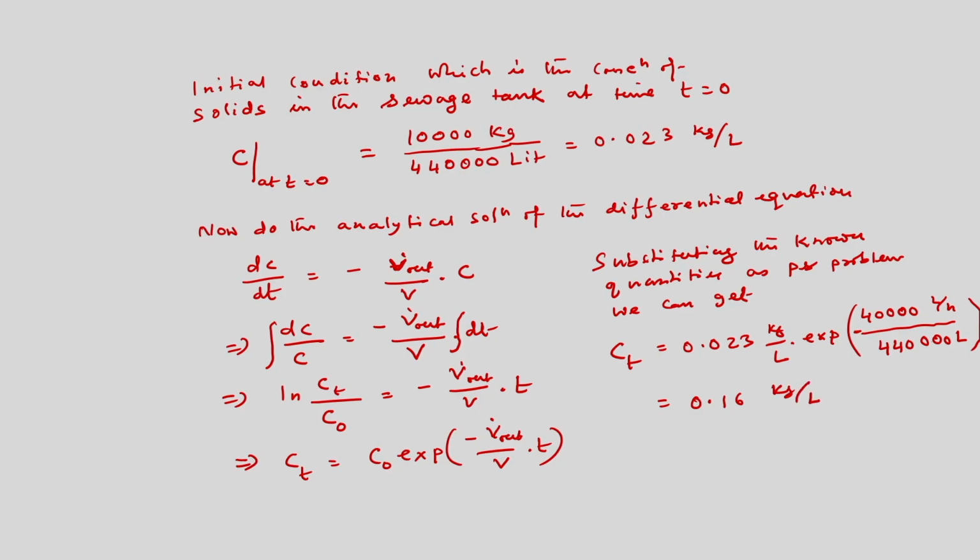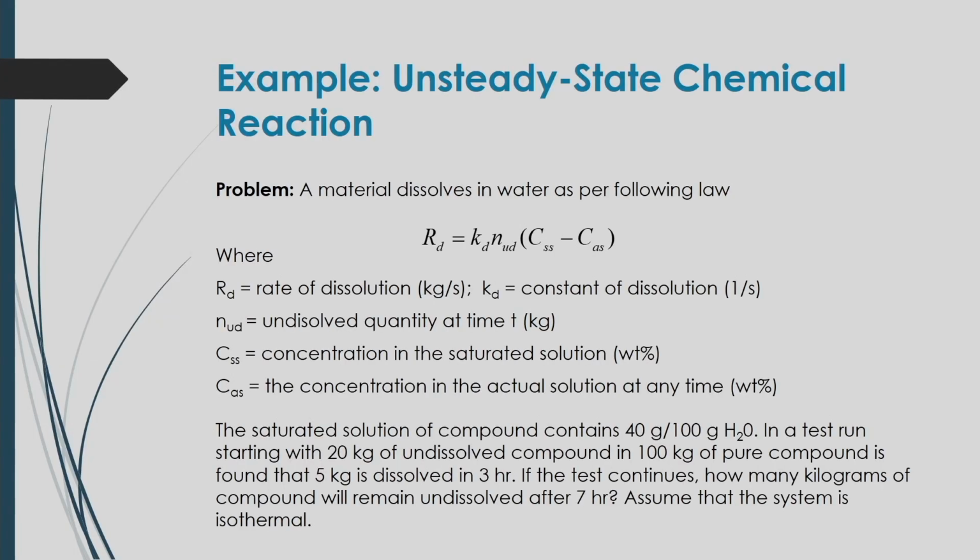So, this is your concentration for the time 4 hour, it will be 0.016 kg per liter. This concentration will be there in the outlet condition at time t is equal to 4 hour. So, in this way we can calculate by the material balance what should be the outlet concentration of this solution at a time t. Let us do another example of unsteady state chemical reaction.